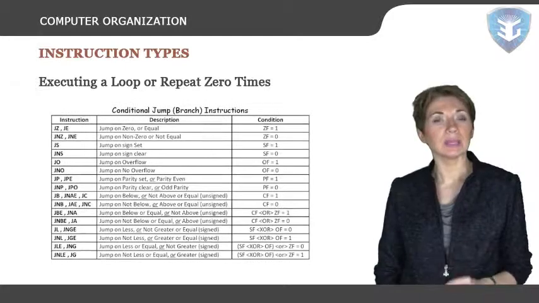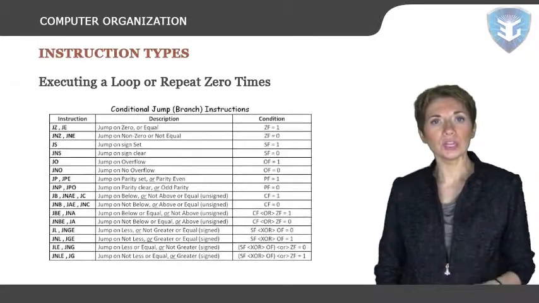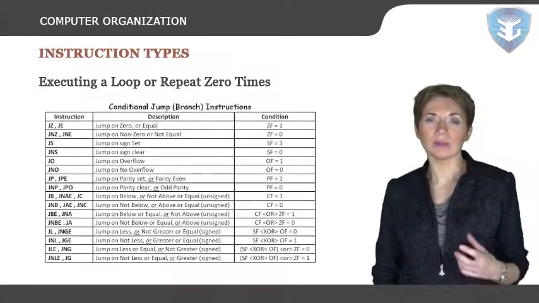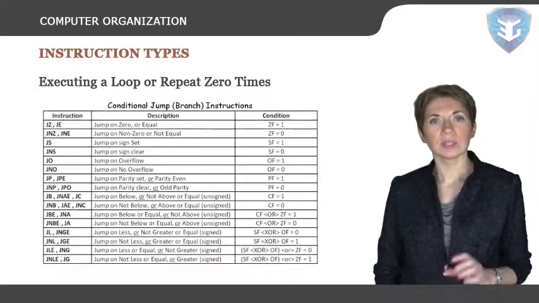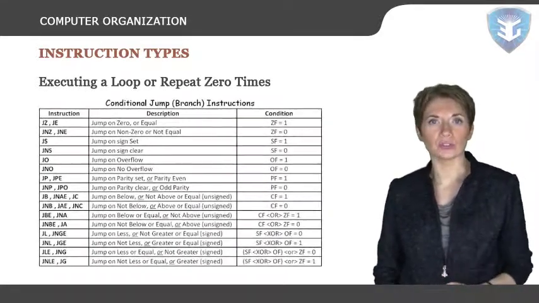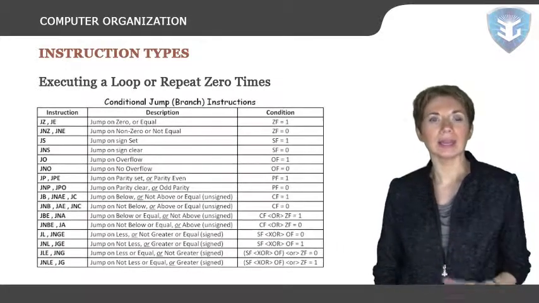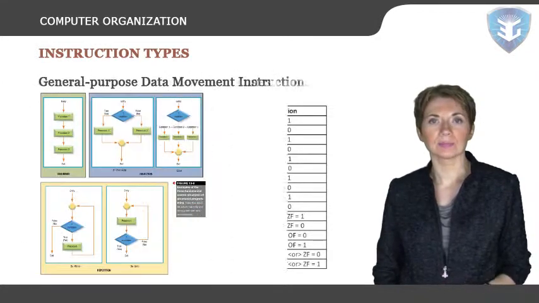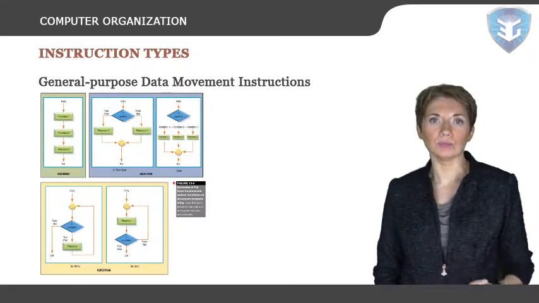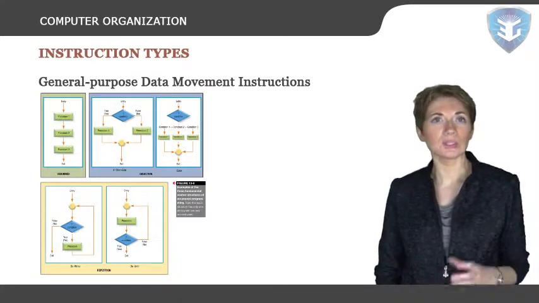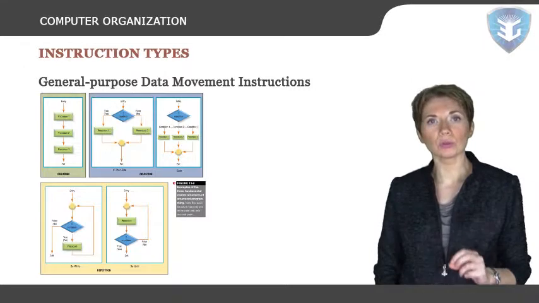JCXZ, jump if ECX is 0, branches to the label specified in the instruction if it finds a value of 0 in ECX. JCXZ is useful in combination with the loop instruction and with the string scan and compare instructions, all of which decrement ECX. General purpose data movement instructions. The MOV, move, transfers a byte, word, or double word from the source operand to the destination operand.